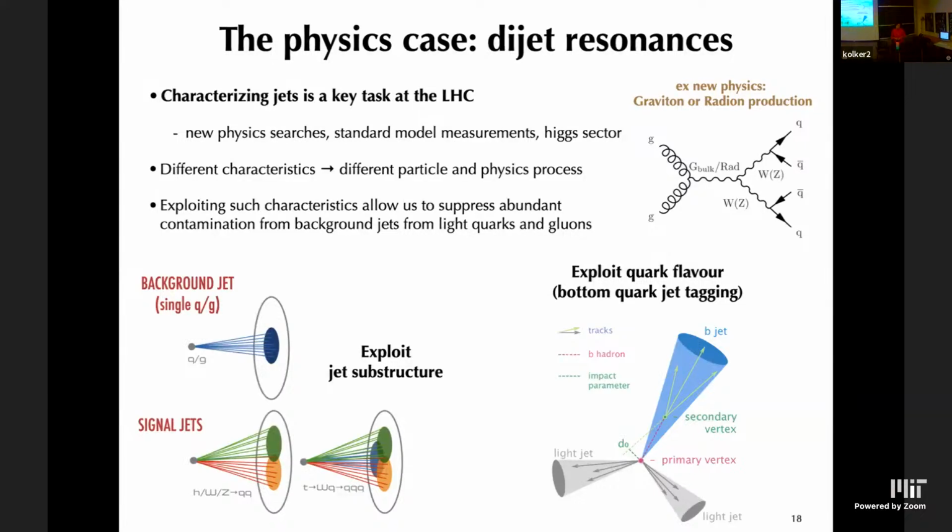And exploiting such characteristics allows us in particular to suppress the abundant contamination from background jets, which come from light quarks and gluons. So for example, you can see here in this cartoon that the background jet looks very different from signal jets, where you start having instead these 2-prong or 3-prong structures or even more. So these characteristics are basically identified or characterized by what we call jet substructure observables. Or one can also exploit the flavor content. So for example, heavier quarks like bottom quarks decay far from the interaction point, and so they give some displacement, which is information that can be used.